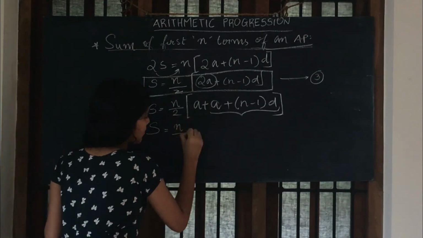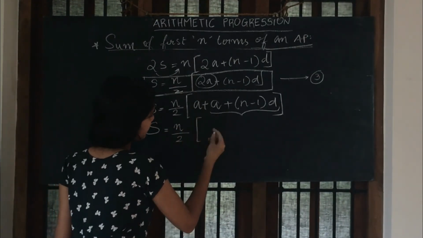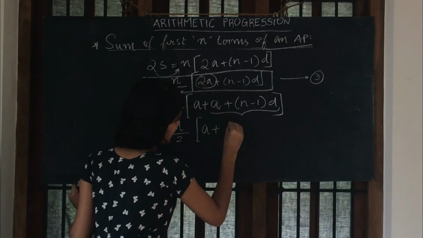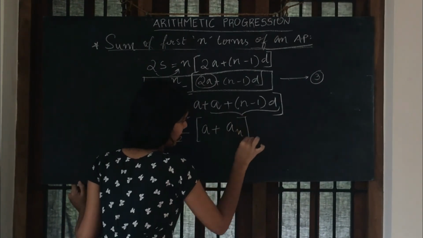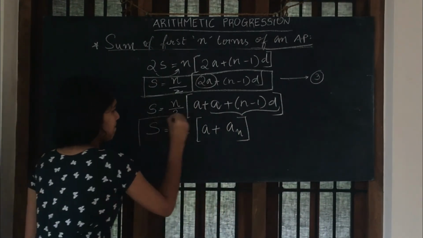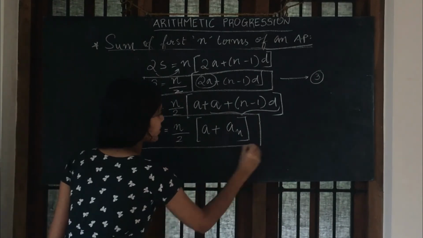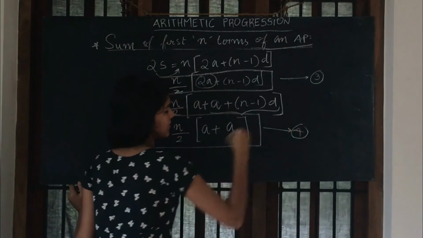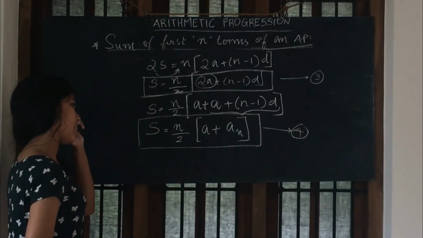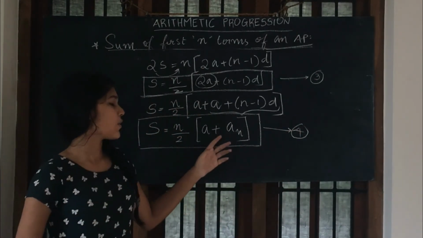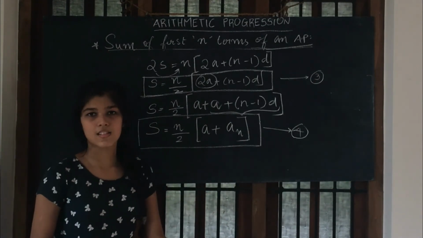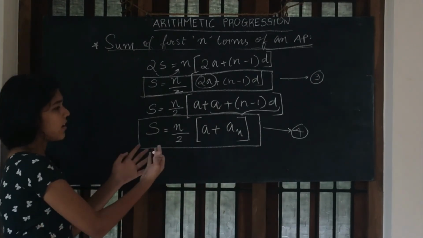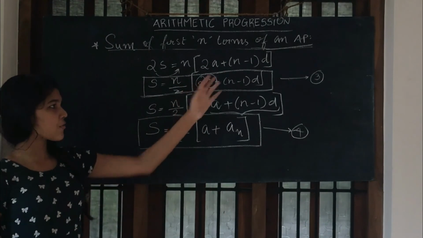That is, s is equal to n by 2 into (a plus an). This is also an equation for finding the sum of first n terms. If in the question you have the first term and the last term, you can directly use this equation, or else just go for the direct equation.